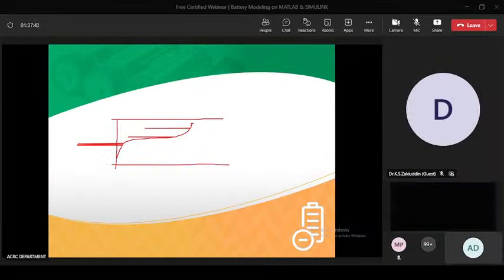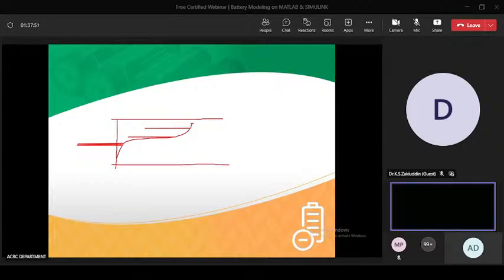Yeah. So what are you trying? Are you saying that it will be maintained at that voltage, or it will be changed? You are trying to. Yes, sir. Sir, I want to try to see, sir.